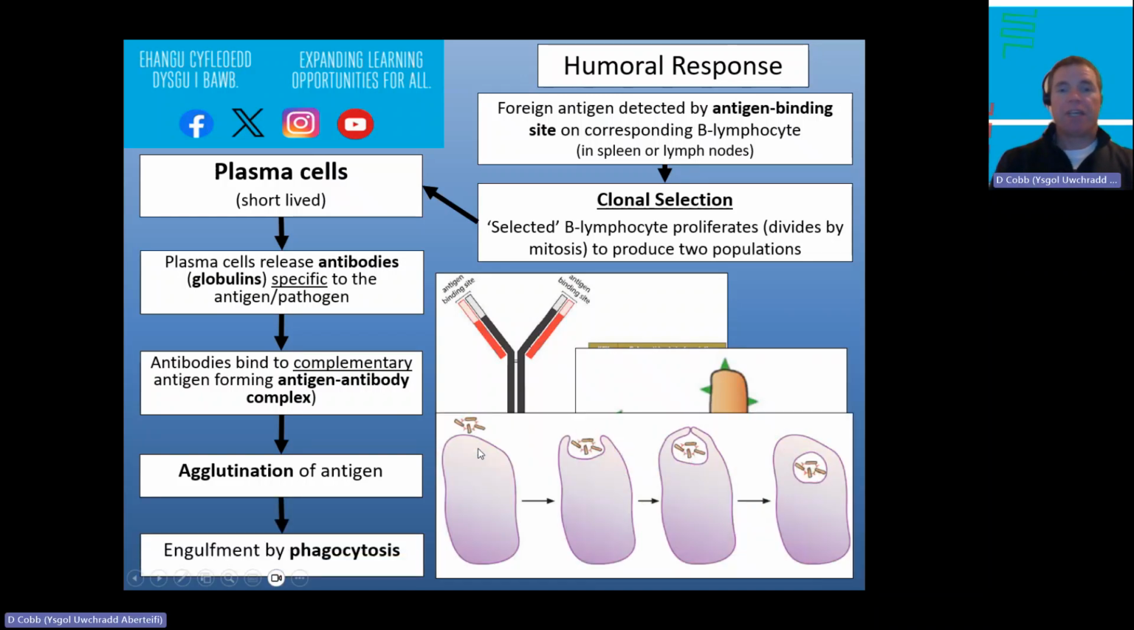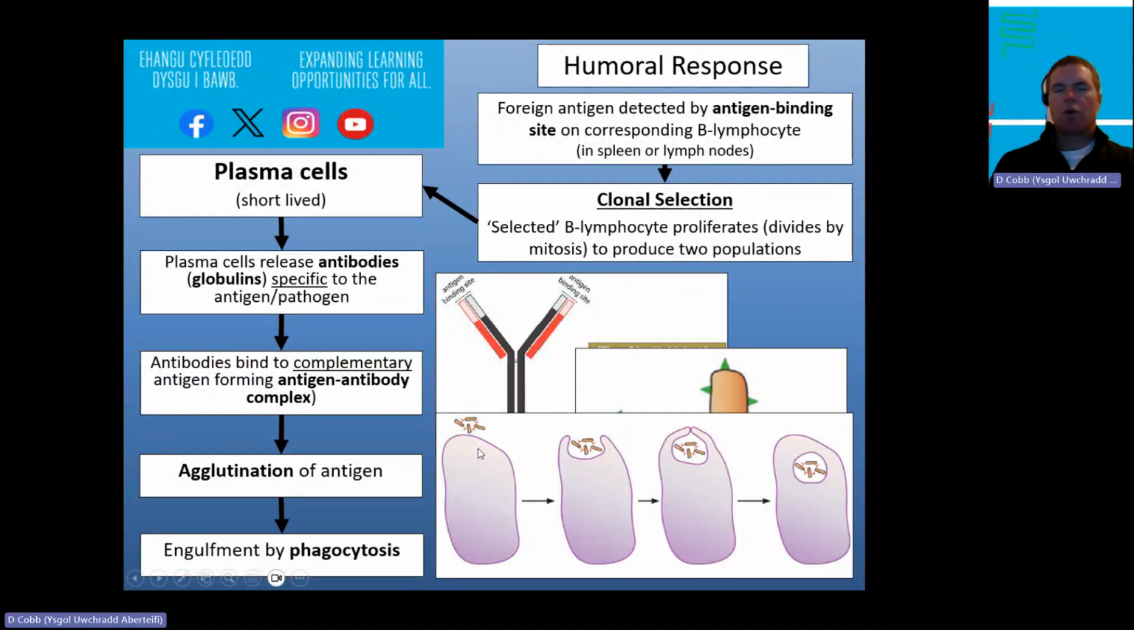And then the next stage is when we get all these pathogens that have been clumped together. At that point, we get engulfment by phagocytosis. So large white blood cells will just engulf the whole lot, this whole complex, this whole sort of mass structure of agglutinated antigens or agglutinated pathogens.